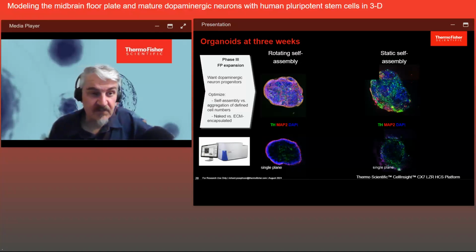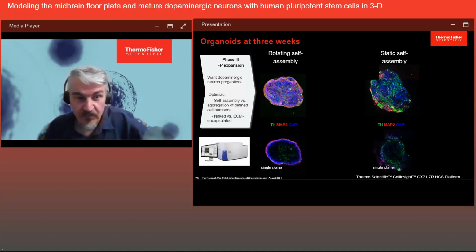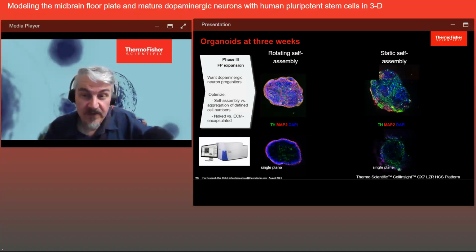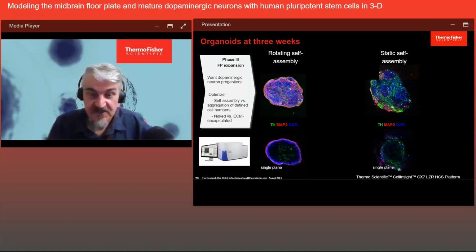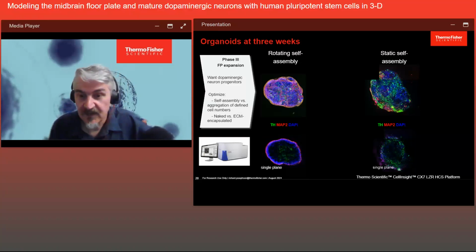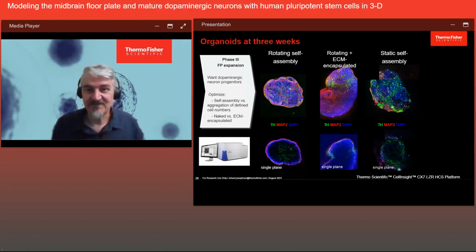Meanwhile, organoids that were formed in the static U-bottom well, again without extracellular matrix, look like the one on the right. It has more TH positive neurons and more extensive neurites. Now let's look at the effect of adding extracellular matrix during specification.